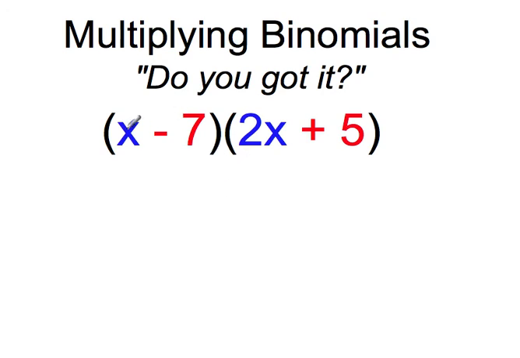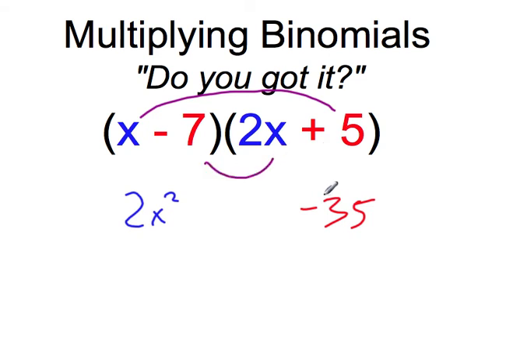So here's what I would do. x times 2x is going to be 2x squared. Negative 7 times 5 is negative 35. So those are my bookends. And my center term is going to be made up of these two terms multiplied, and then added together. So 5x is the outside, negative 14x is the inside, and when I add those together, I'll end up getting negative 11x. So hopefully you got the pattern.